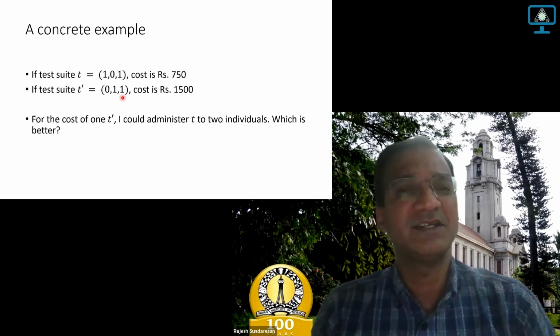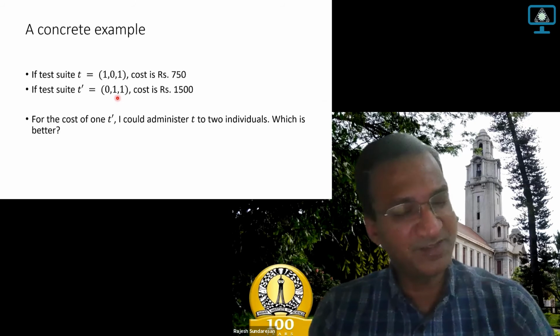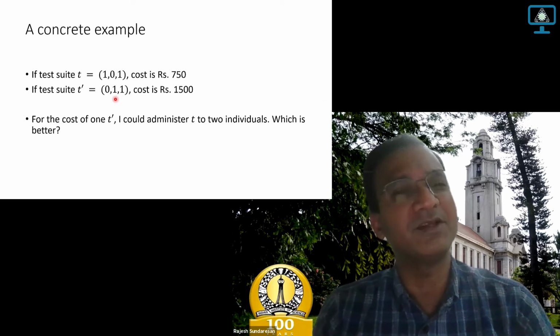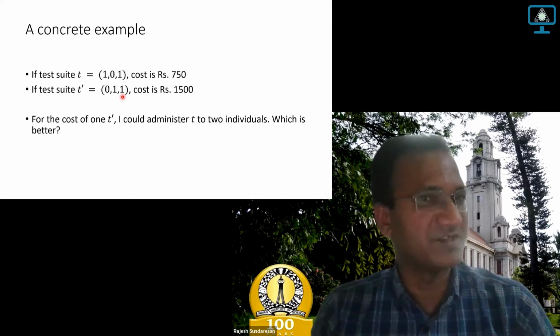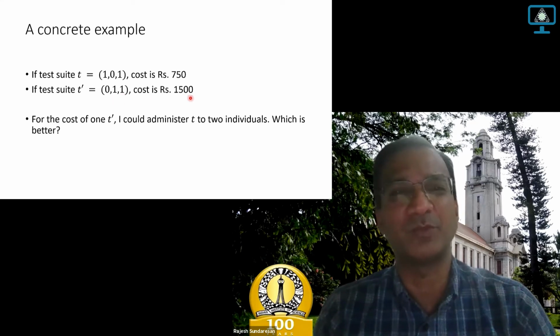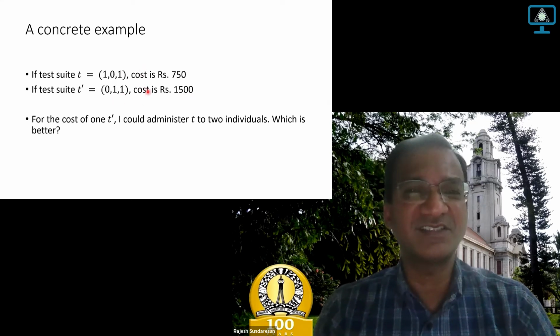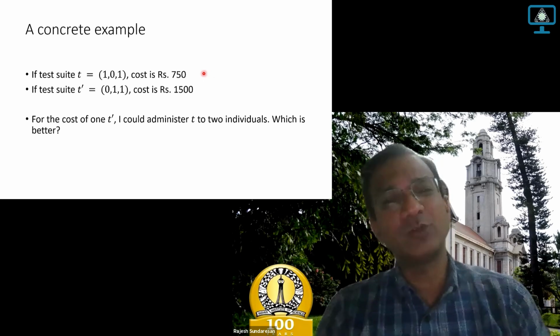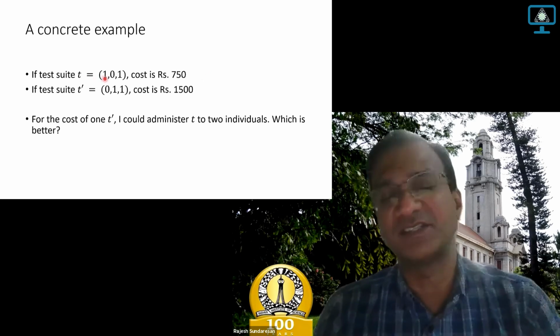On the other hand, here is an alternative test suite which administers only the RT-PCR test and the antibody test. But the RT-PCR test was more expensive, about 1,200 rupees in December. And this is about 300 rupees. So together, that's about 1,500 rupees. So what this suggests is when you compare these two prices, for each participant that we recruit here, we can actually recruit 2 participants and administer this test.